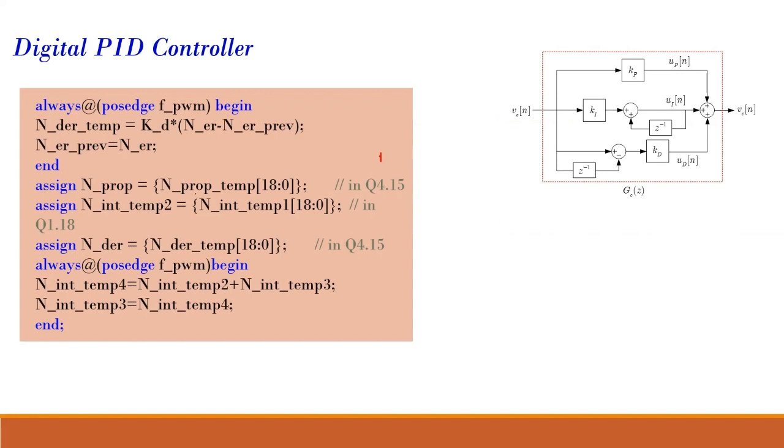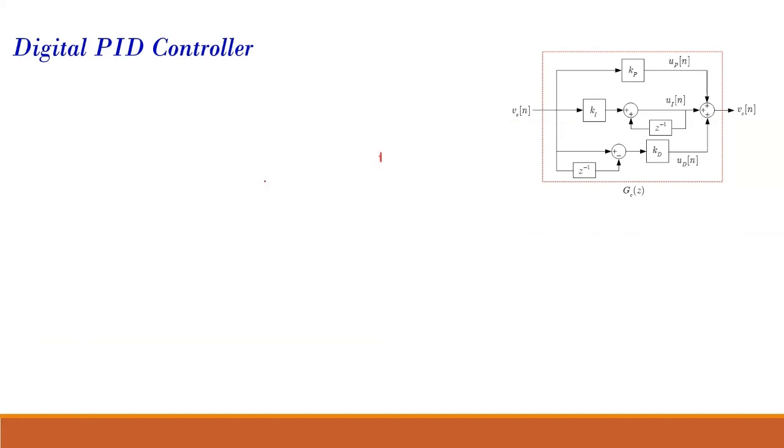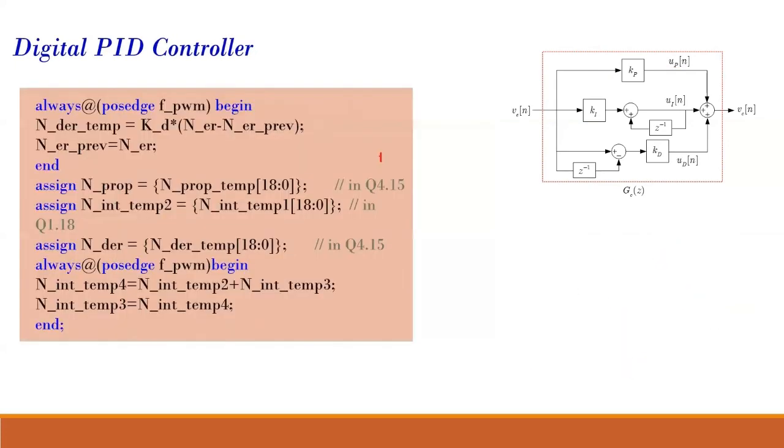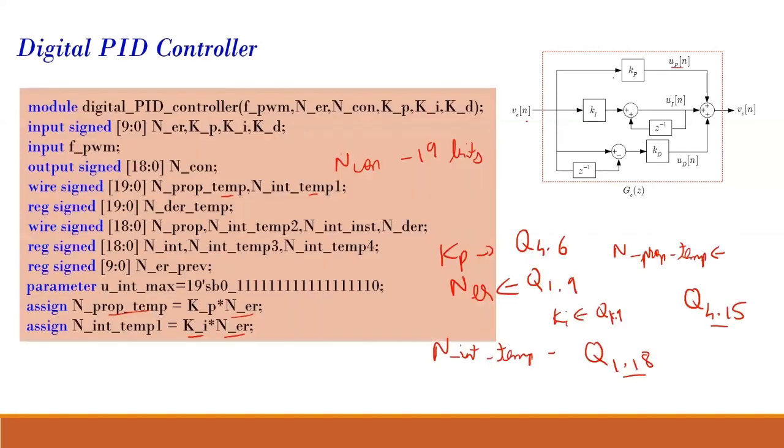This n proportional temp. Let us see. Actually, I made a mistake. This 4.6 into Q1.9 will initially come out to be Q5.15. So n proportional temp will be Q5.15. Then we have to do the step that we have to remove one of the MSBs. First, there will be two sign bits, but now we want to remove one of the sign bits.